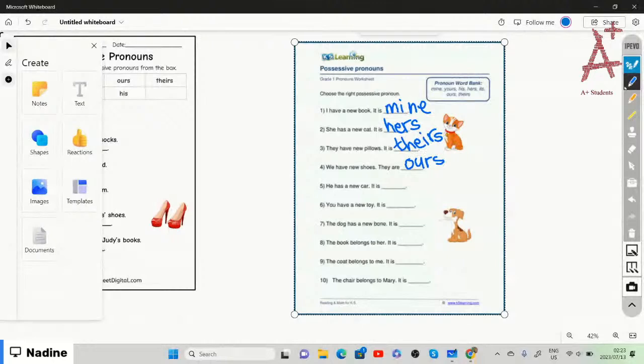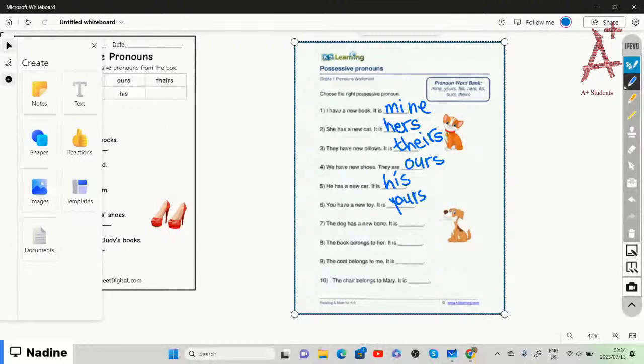He has a new car. So if he has a new car, then who does the car belong to? It is his new car. You have a new toy. So if you have a new toy, then it is your toy, which means that it is yours because the toy belongs to you.